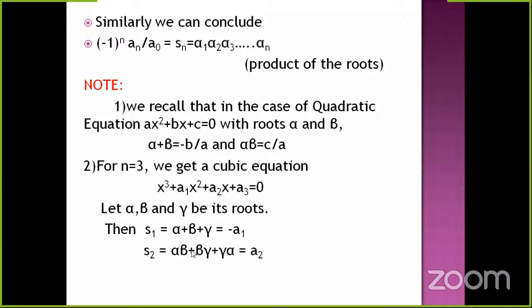And S2, that is the sum of the products of the roots taken 2 at a time. So once again listen to this concept. S2 is nothing but the sum of the products of the roots taken 2 at a time. So the possible products we can find from alpha, beta, gamma are alpha beta plus beta gamma plus gamma alpha. And this value will be equal to a2, that is the coefficient of x. And S3, that is the product of the roots taken 3 at a time. So we have only 3 roots, so we have only one term, that is alpha into beta into gamma, which is equal to minus a3, that is minus of the constant.